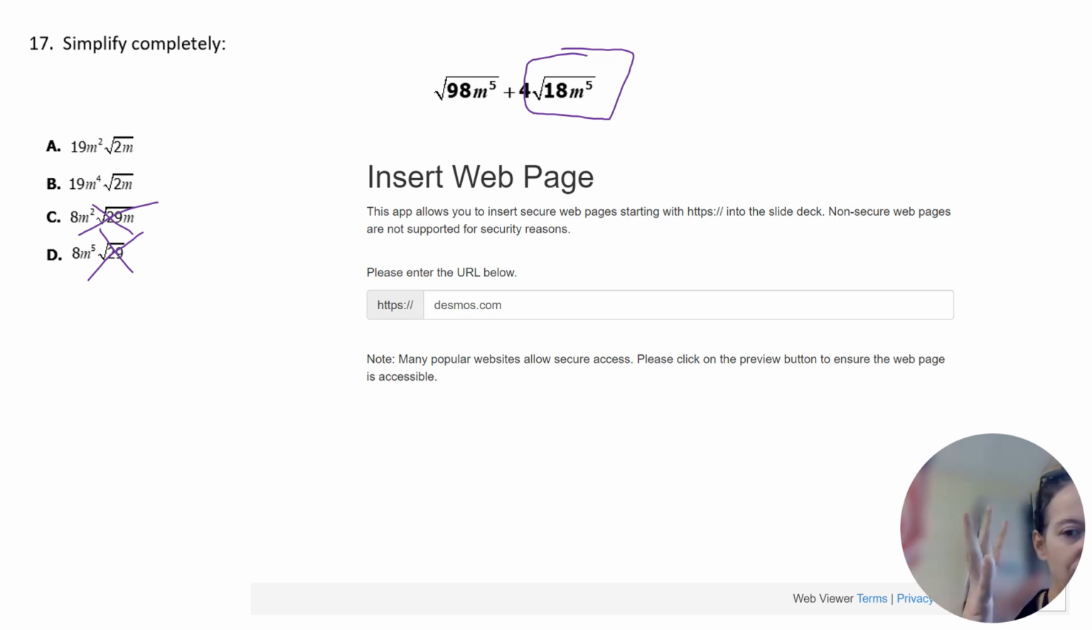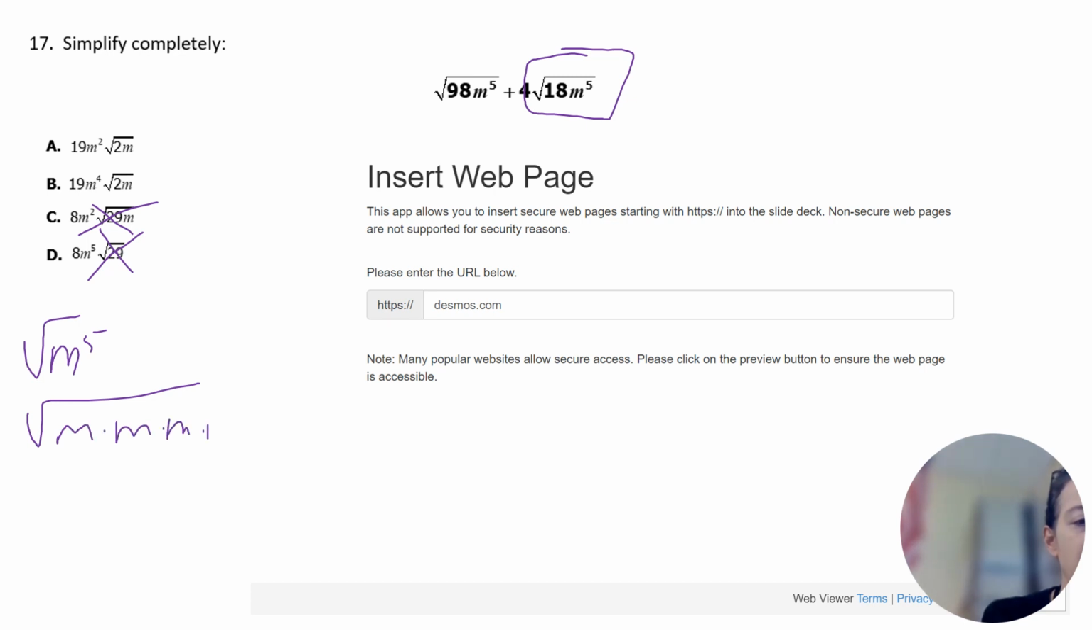Now here's my little trick. Remember I said in an earlier video, the thing with multiple choice questions is that you can often get to the right answer choice by only doing a part of the problem. So what I'm going to do here is completely ignore the number part, and I am just going to look at the m to the 5th. That is m times m times m times m times m. This is a square root, so I am looking for groups of 2. I have 2 groups of 2. The square root of m squared is m. The square root of m squared is m. And then I have 1 m underneath.